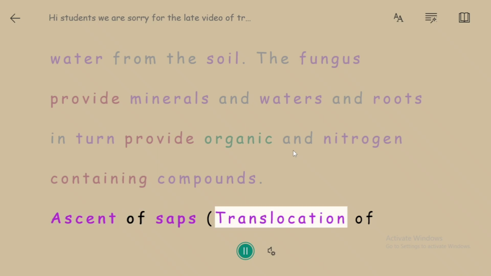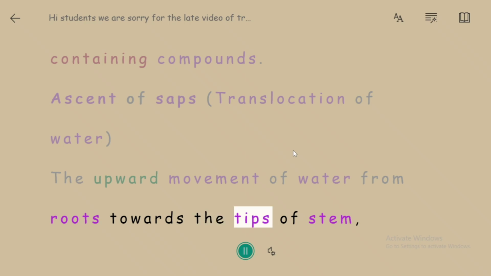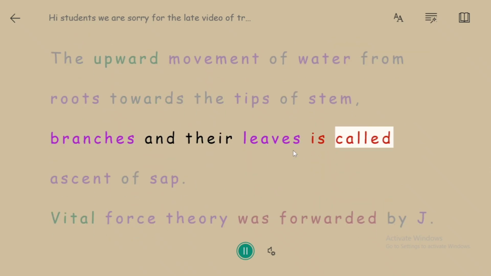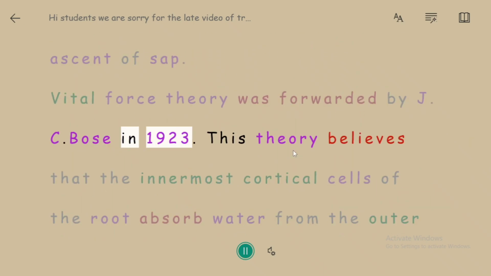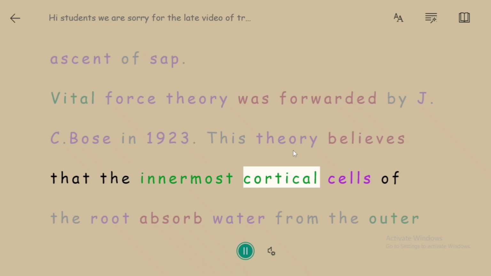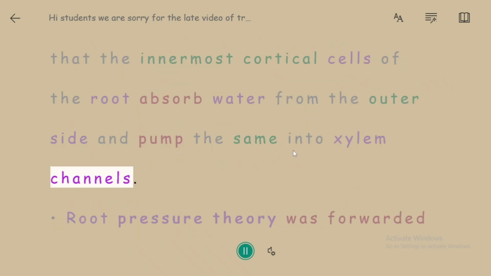Ascent of sap, translocation of water. The upward movement of water from roots towards the tips of stem, branches, and their leaves is called ascent of sap. Vital force theory was put forward by J.C. Bose in 1923. This theory believes that the innermost cortical cells of the root absorb water from the outer side and pump the same into xylem channels.